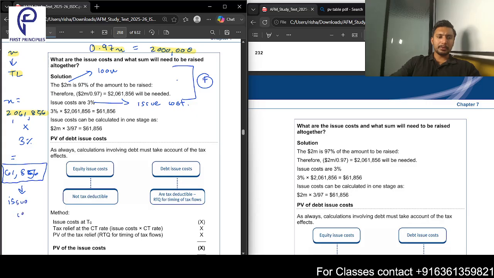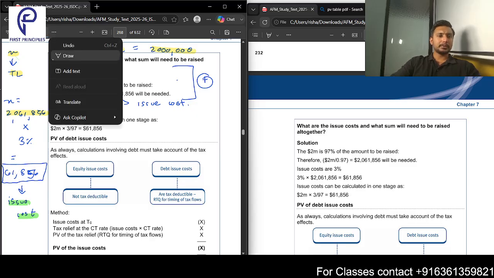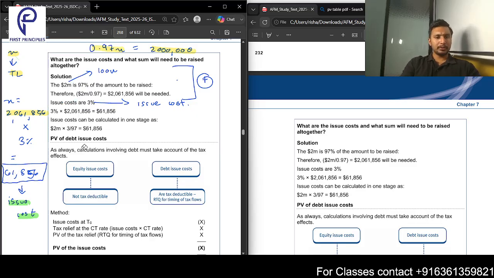So two things I figured out. Number one, how much is my total loan? And second, how much is my issue cost? These are the two things I need to figure out. So I take X as my total loan. 97% of it is 2 million. If 97% of it is 2 million, then how much is 100% of it? 100% of it is 2.061 million, which is my total loan. First thing. And then 3% of that is my issue cost. This is how we calculate the issue cost.